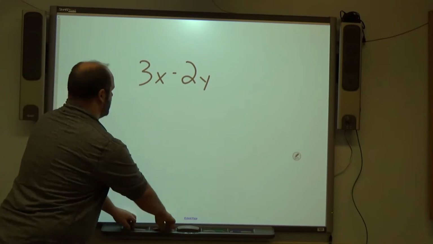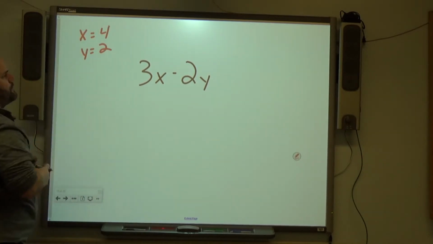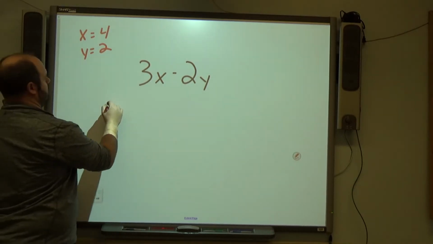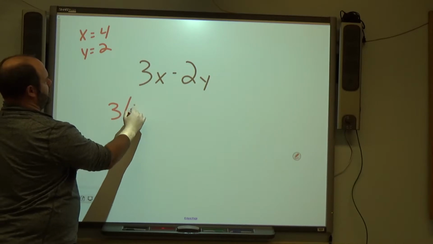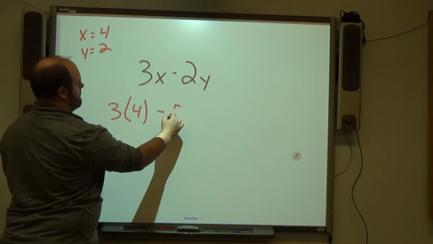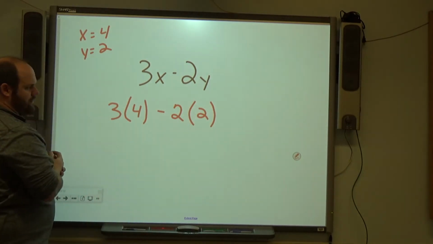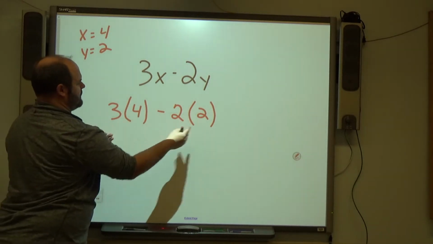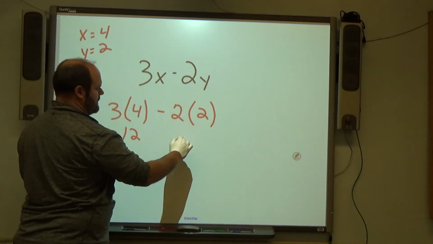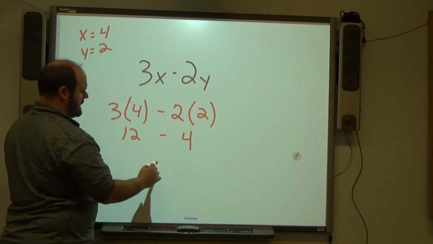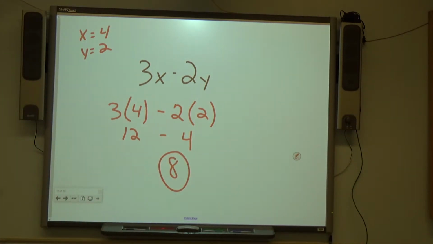Once again, we need to remember x equals 4 and y equals 2. Okay? Go ahead and plug it in or substitute in. Remember, there's an x. I need to add a parenthesis. There's my y, I need to add a parenthesis, and now I can evaluate. I have two multiplications with a subtraction in the middle. 3 times 4 is 12, 2 times 2 is 4. I'm going to subtract those, and we get 8.